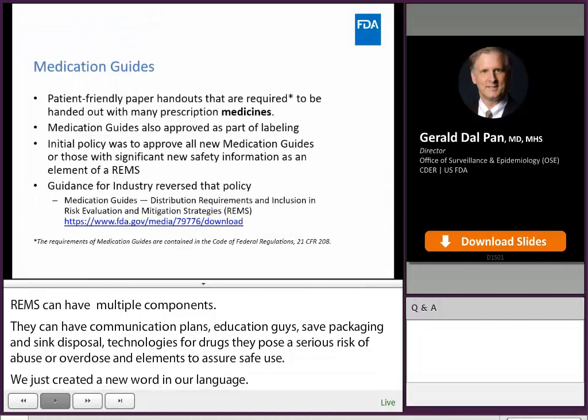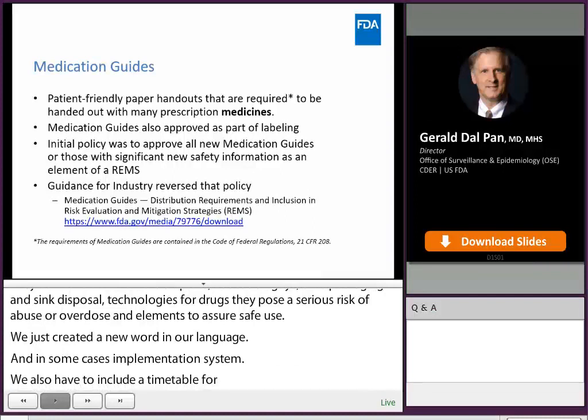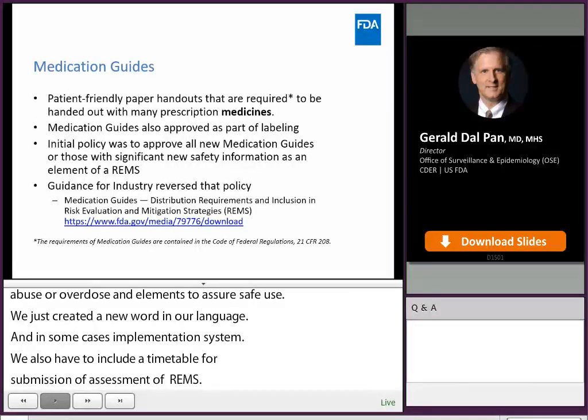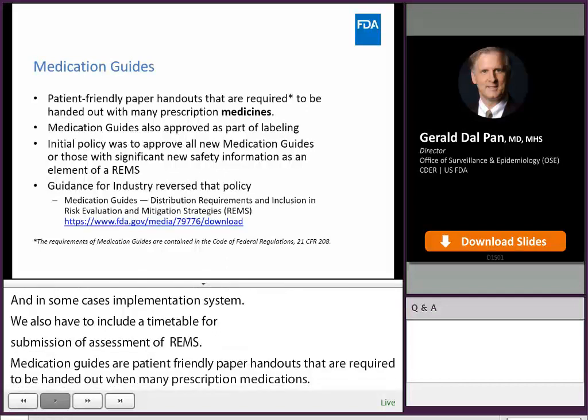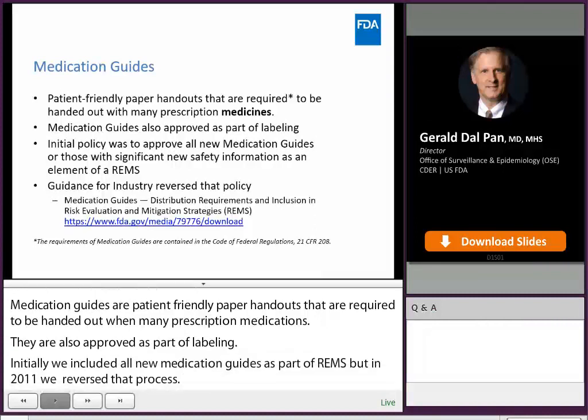So medication guides are patient-friendly paper handouts that are required to be handed out with many prescription medicines. These are also approved as part of labeling. Initially, we included all new medication guides as part of REMS, but in 2011, we reversed that policy, and we have a guidance that explains our current thinking on when medication guides should be part of REMS.